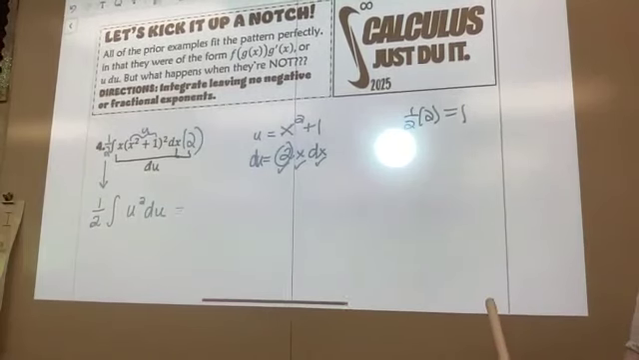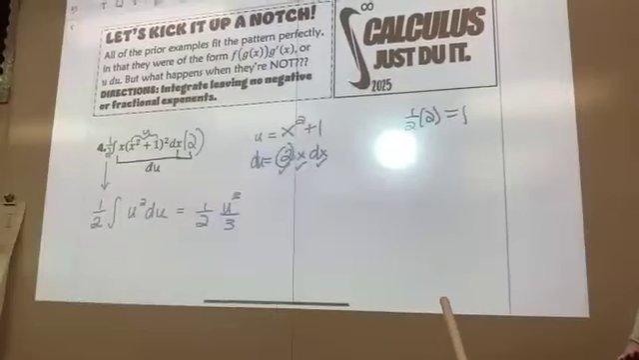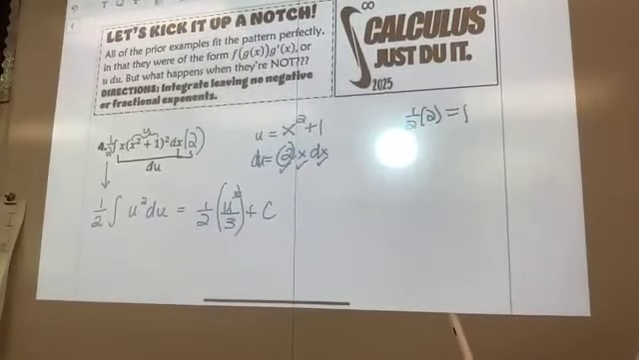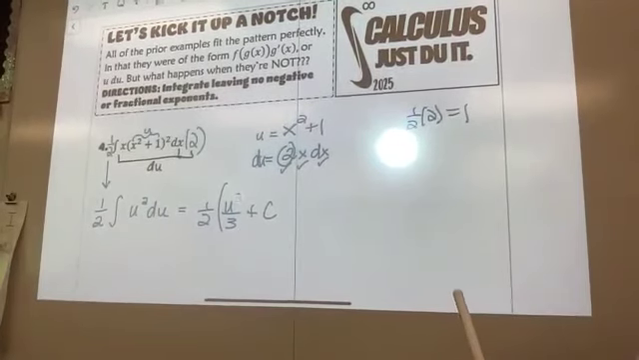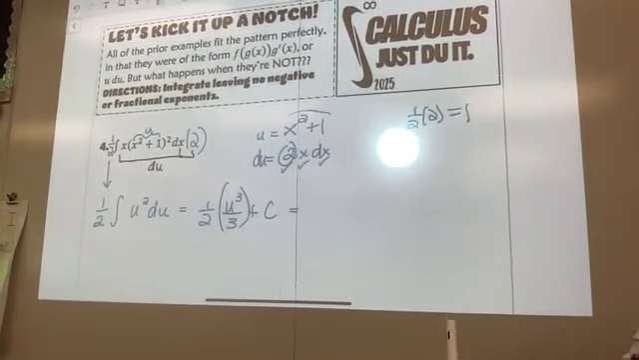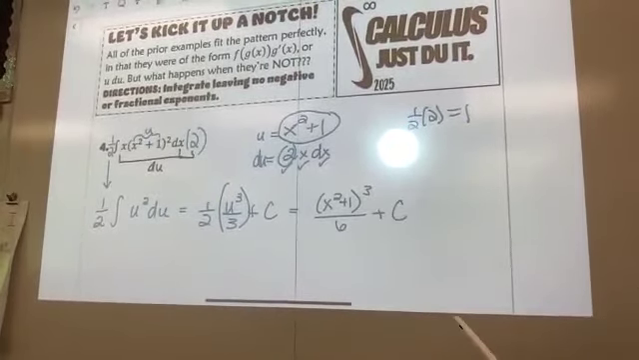Let's integrate. We have 1/2 u cubed over 3 plus c. Okay. Now, that's a little sloppy, sorry. So we get u cubed is going to be the quantity x squared plus 1 cubed over 6 plus c.